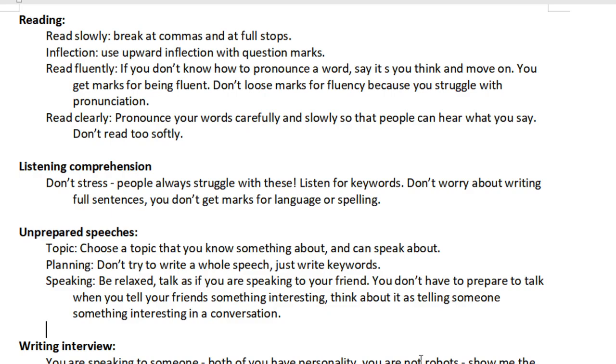This counts for both prepared and unprepared reading. When you're doing a reading piece, you have to read slowly. Break at the commas and at the full stops. Don't just brush over your punctuation. Use the punctuation to tell you where to stop.